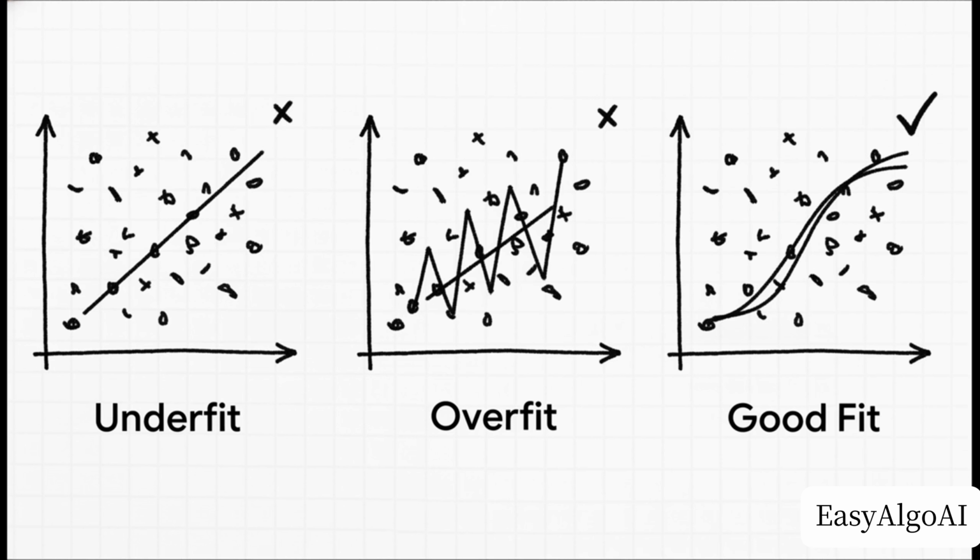Sure, it looks flawless on your past data, but it will fail completely when predicting the future. Now, if b is too large, the line becomes too stiff and underfits. What we are really hunting for with our validation set is that good fit, a smooth curve that captures the true underlying trend without memorizing the random noise.